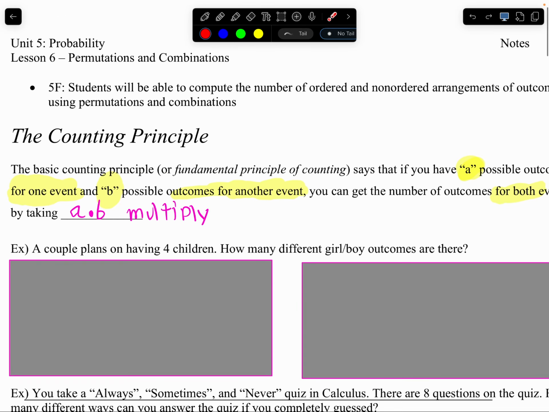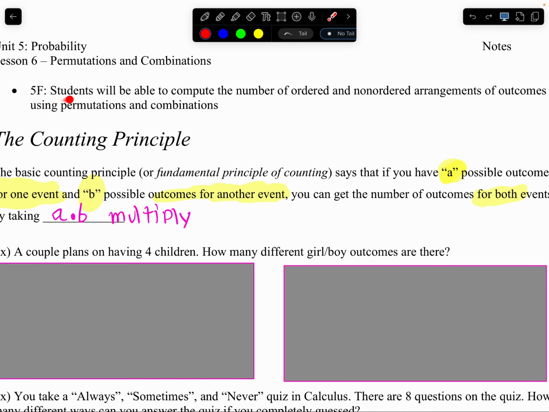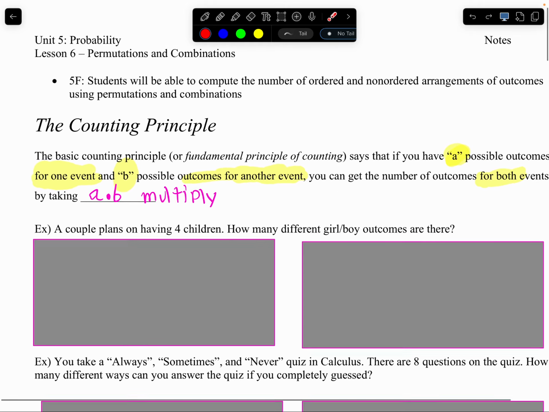in this lesson, you should be able to compute the number of ordered and non-ordered arrangements or outcomes using permutations and combinations. So let's get there. We're not there yet. Okay.